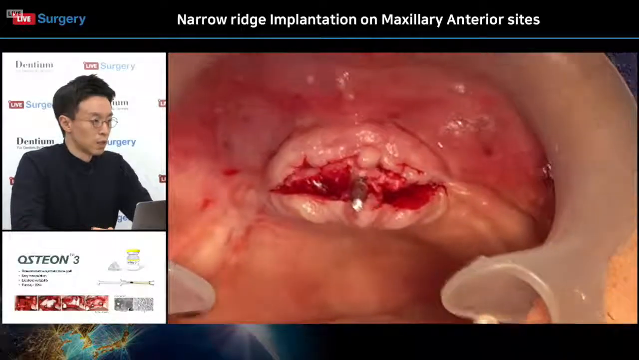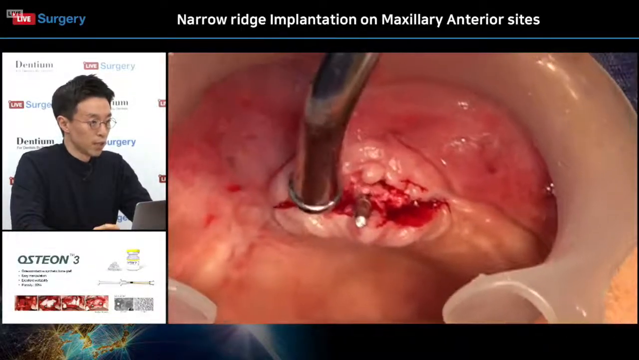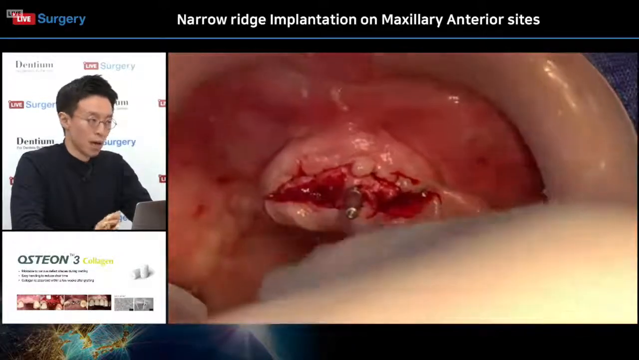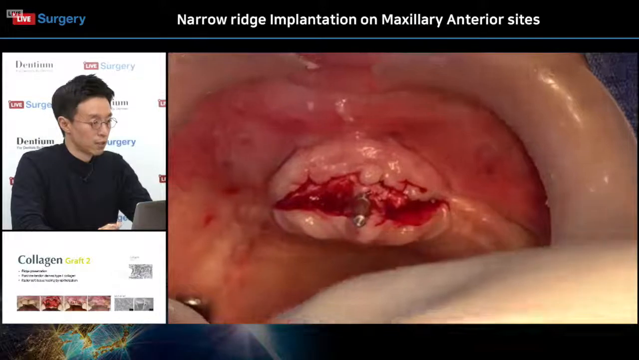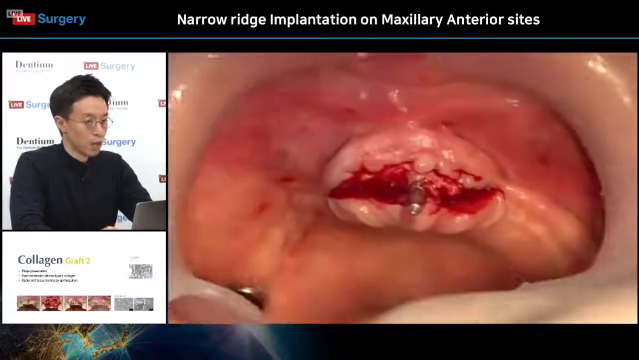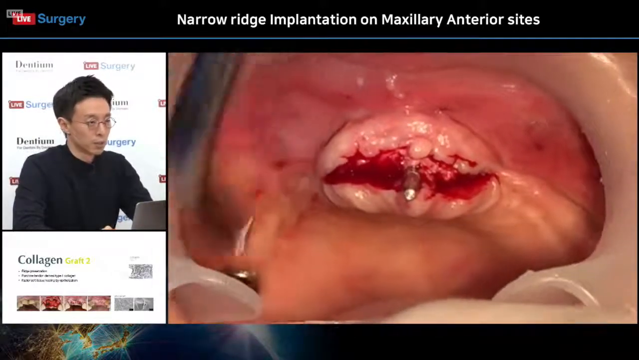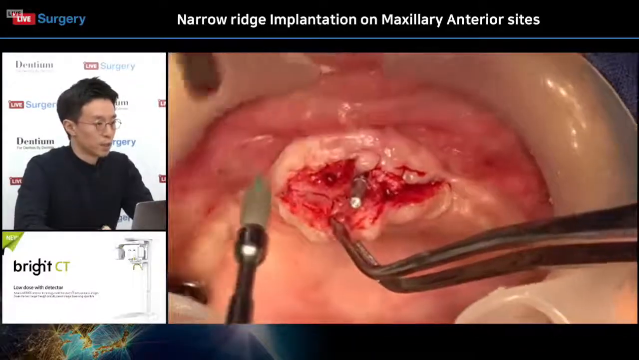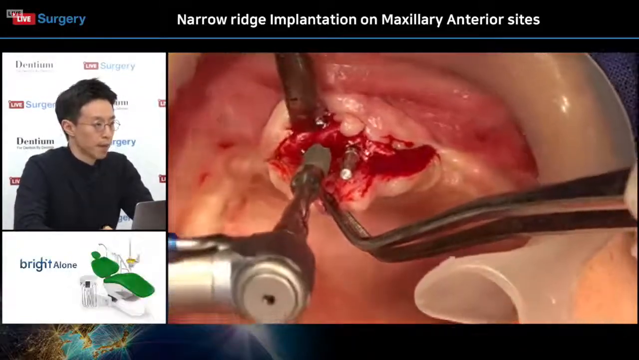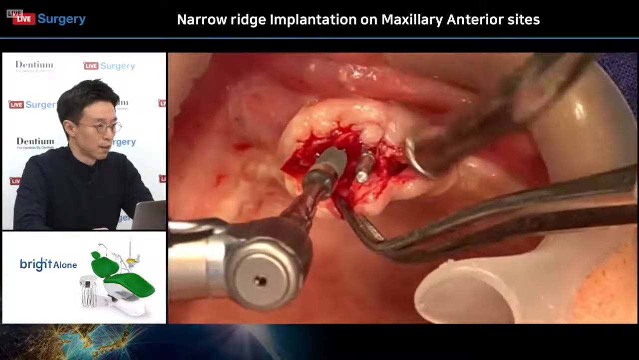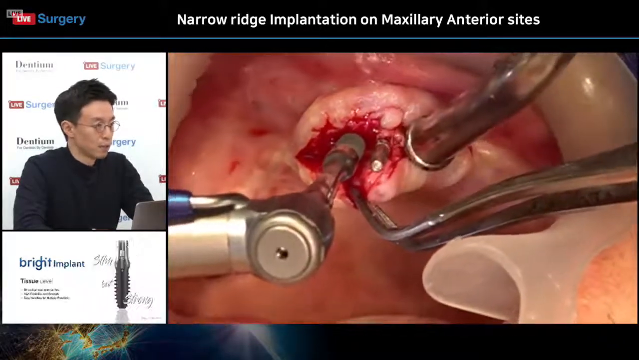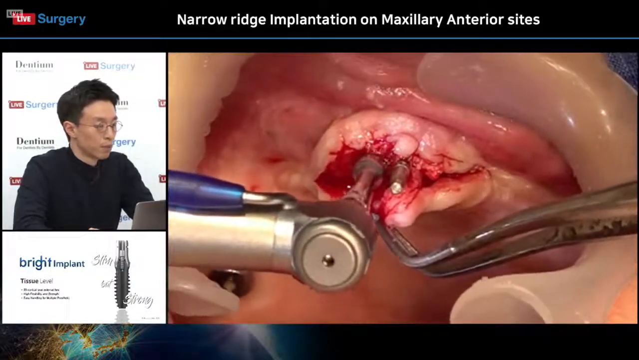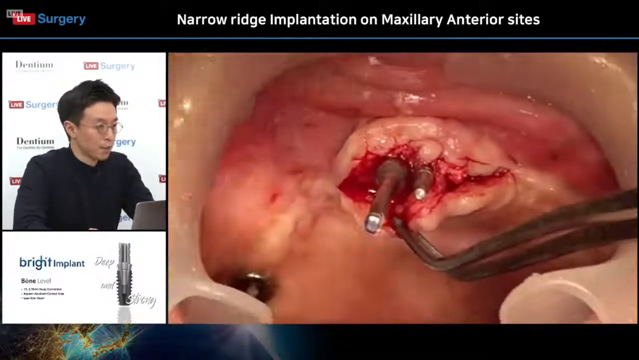He just performed two-stage drilling. The first one is the high-speed round burr, the high-speed surgical burr, and the second drilling was the 3.0 Bright implant drill. And finally, he is placing the 3.5 tissue level Bright implant, 3.5 by 9 millimeter.